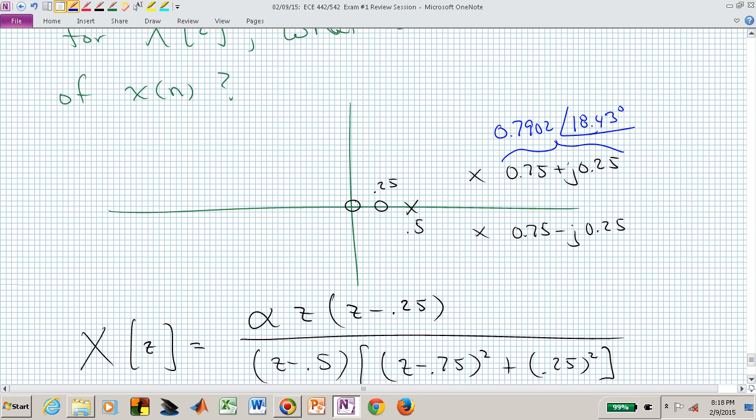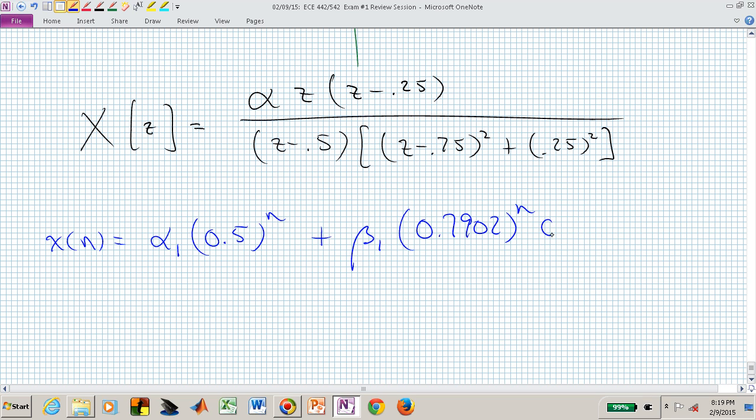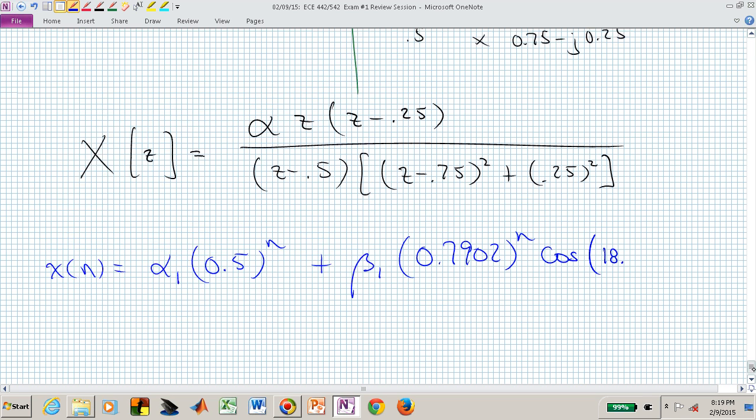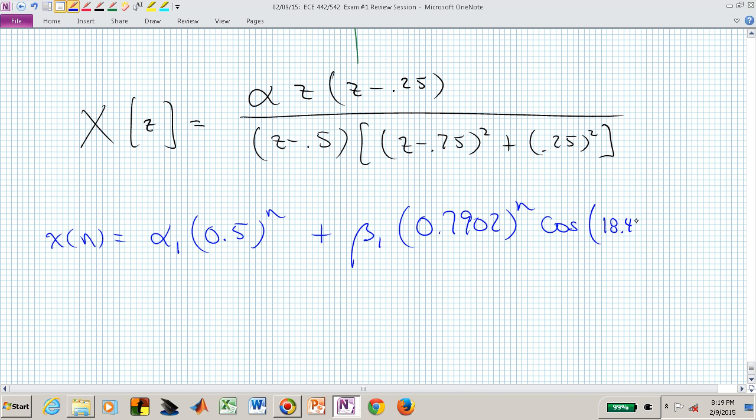It gets squared, 0.79 squared. It collapses. What happens to the angle when you square that complex number? It doubles, doesn't it? You're adding, so you're rotating around that, if you wanted to think of it this way. It's collapsing, and you're increasing the angle, which means that in terms of a time domain response, this is going to be a cosine, and here you probably should have it in radians, but as long as you use your calculator right, it's 18.43 degrees times n.